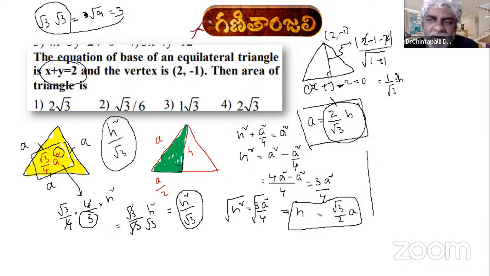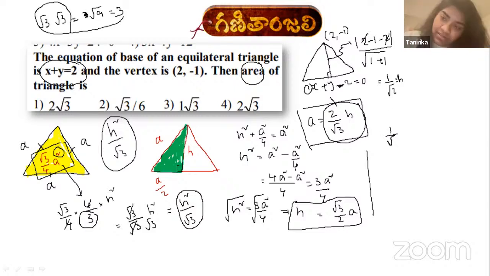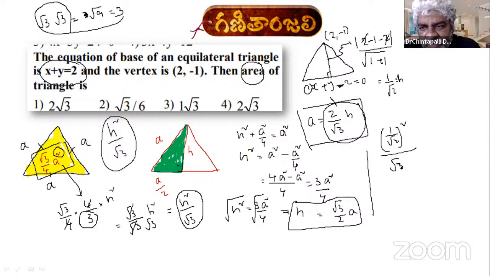Then please tell what is the area. Area is asked. The area formula is h square over root 3. h square means what? h equals 1 by root 2, so h square means 1 by root 2 whole square, over root 3, right? Very good. Can you simplify it? Yes, sir.